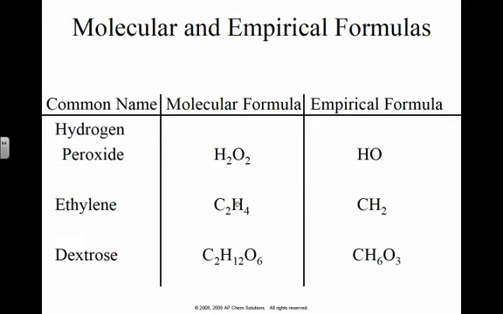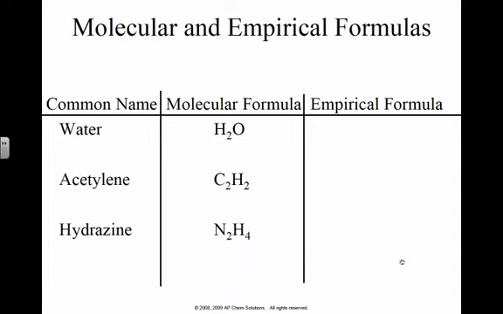C2H4, or ethene gas, is once again a molecular formula. Its empirical would be CH2. Dextrose, C6H12O6, has a 1:2:1 ratio. Water's empirical formula is just water. Acetylene's empirical formula would be CH, and then hydrazine would be NH2.